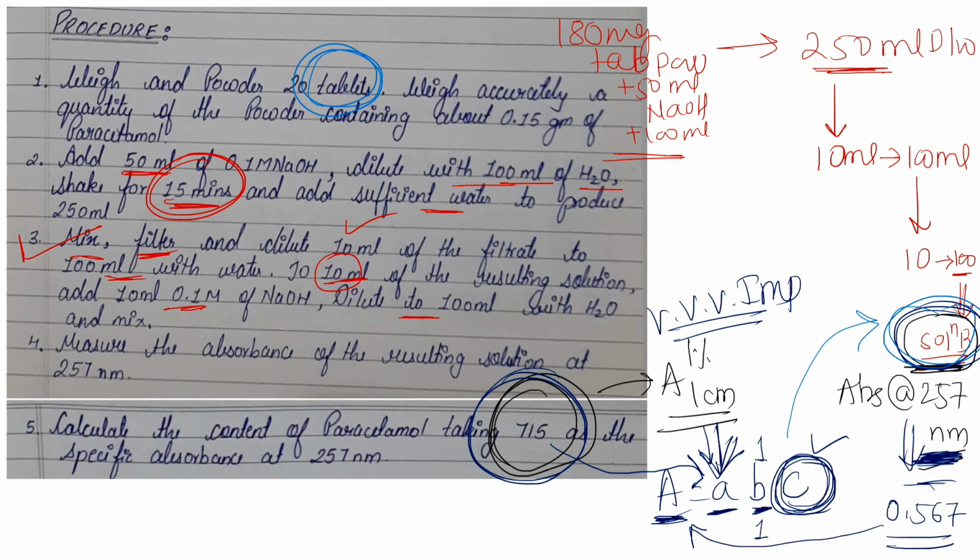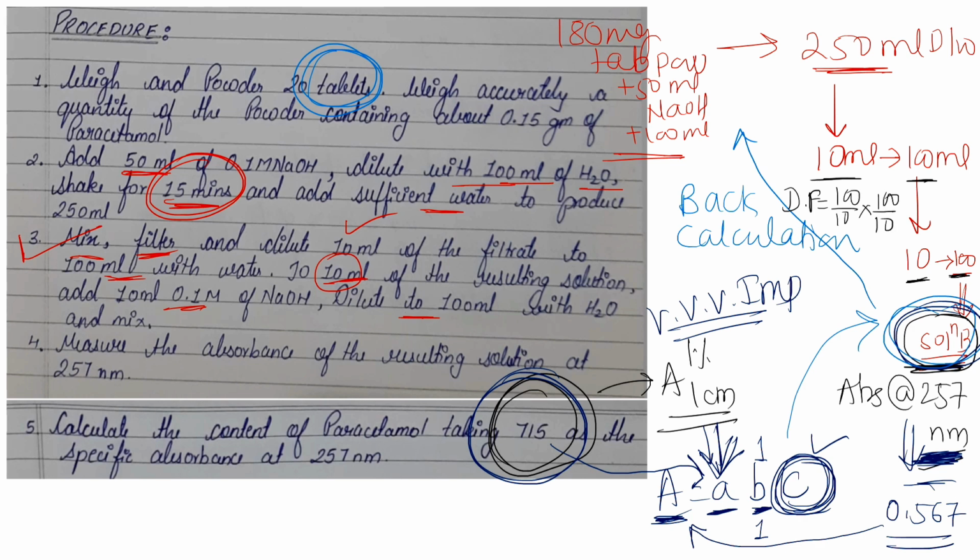So 650 milligrams aa raha hai ki nahi, wo hume check karna hai, right? So that means from here I have to move back. So I call this as back calculation. And for back calculation, I require dilution factor. What is the dilution factor here? You can see 100 by 10 into 100 by 10. This we will take as the dilution factor. So this will give me the concentration of this solution. Let me call this as solution A.